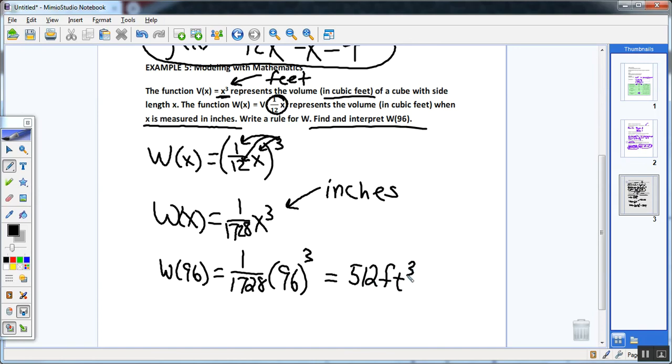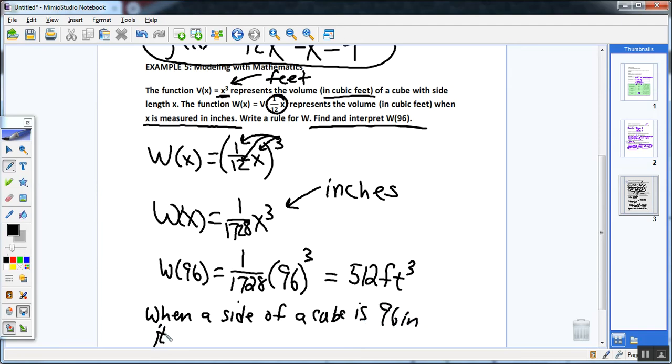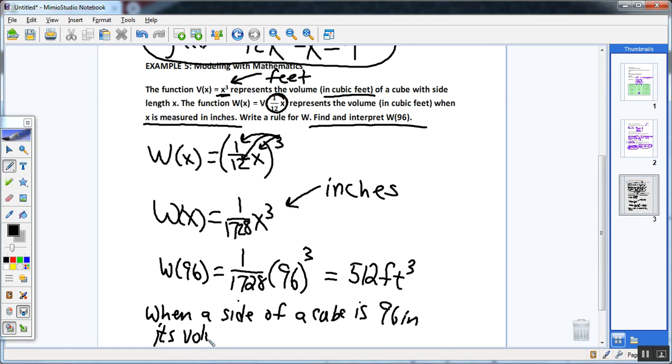What this means is this: when a side of a cube is 96 inches, its volume is how many cubic feet? What do we end up with again, Maddie? Okay, I want you guys to think about this. I have a cube that's 96 inches on a side.